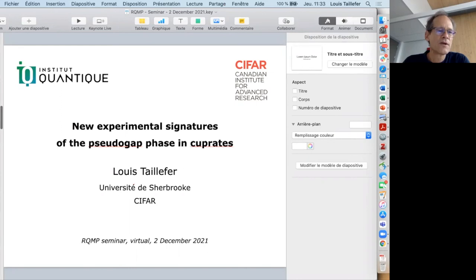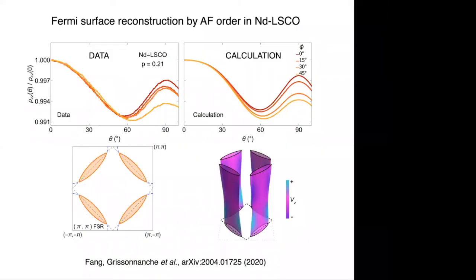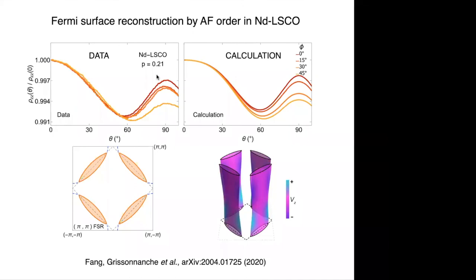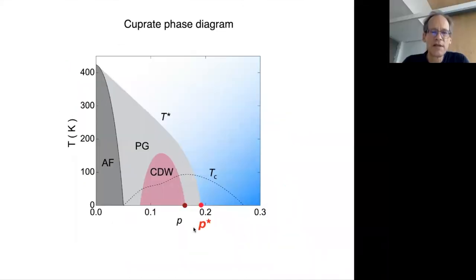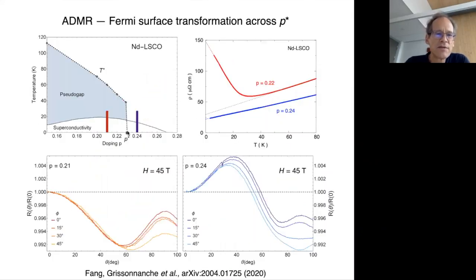Can you come back to your ADMR results that you've got? You're talking about this year, I think. Yeah, this one. What was the doping of the NdLSCO? So it was 21%, so it was near the pseudogap, yeah? The p-star, yes? It's just below. If I go to the actual phase diagram here, the critical point is p* = 0.23 and 0.21 is just below, yes.